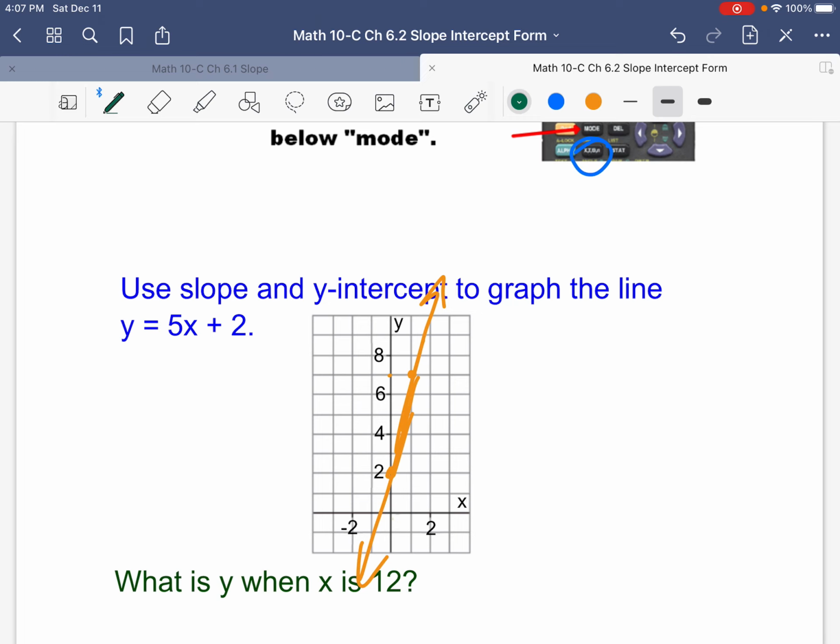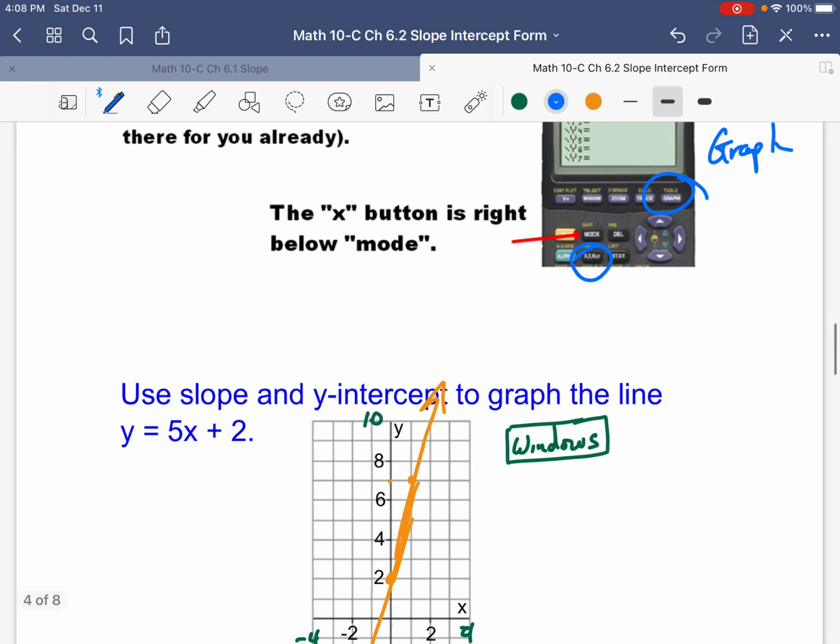Now, that's the beauty of the graphing calculator. It does it really quickly once you put it in. Of course, you're going to have to change your windows. Note, I'm going from minus 2 to 10 on my Y, and minus 4 to 4 on my X value. So don't forget to change your windows. Well, you don't have to, but if you change your windows, you should get the exact same shape as I get. If you want to play with the windows, great.